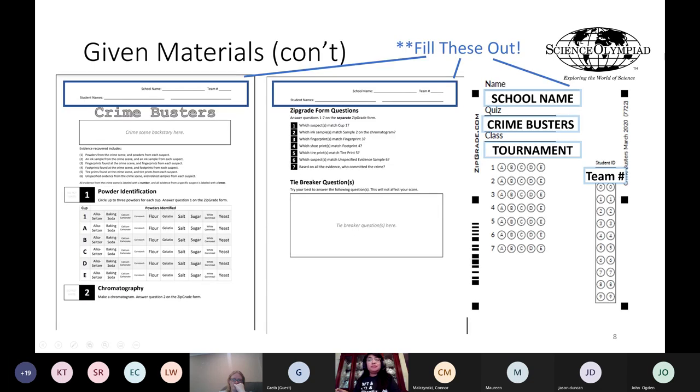Kathleen, I have a question. One of the YouTube videos that I was watching about Crime Busters said that when you're identifying the powders, specifically do not use tap water, use distilled water. So I just didn't know.